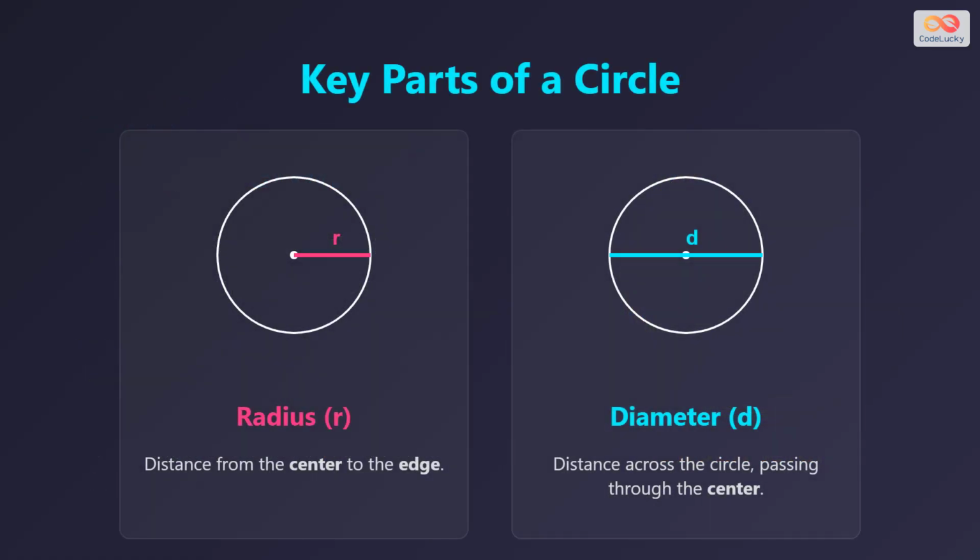To calculate the circumference, we need to know two important measurements. The first is the radius, represented by the letter r. This is the distance from the exact center of the circle to the edge. The second is the diameter, represented by the letter d. This is the distance all the way across the circle, passing directly through the center.